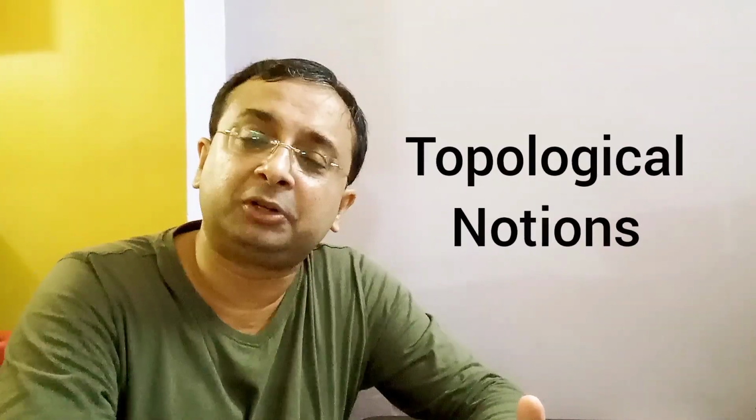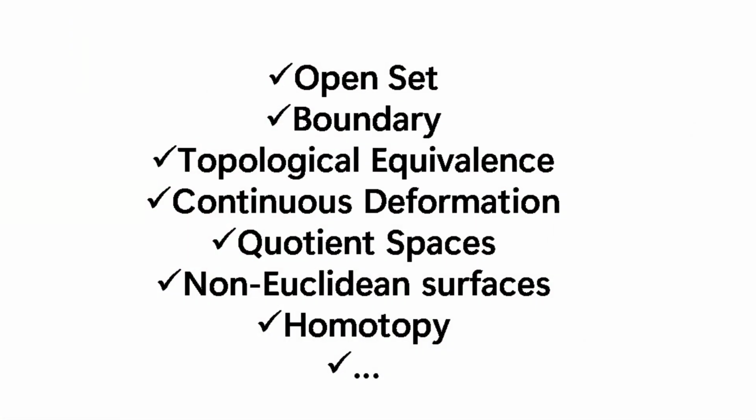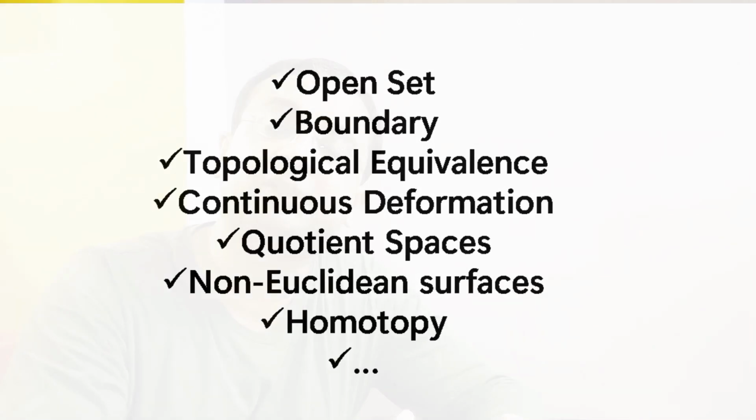These are not very common names, because neighbor means what? A neighbor. Connection means I have a connection with you, or internet connection, or a laptop has lost its connection, something like that. Now these are known as topological notions, topological concepts, which are very counterintuitive. What are those topological notions or concepts that we are really worried about? Coming up in the next part. First, let me show you the topological notions, or you can say terminologies, used in topology. So you see, we dealt with open sets, then we have boundary, topological equivalence, continuous deformation, quotient spaces, non-Euclidean surfaces, and homotopy.